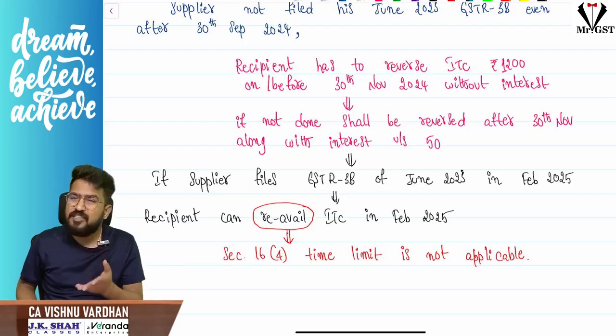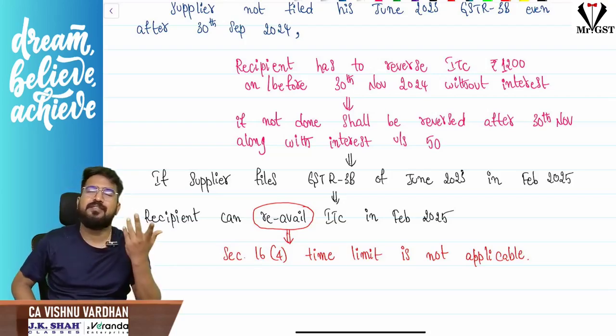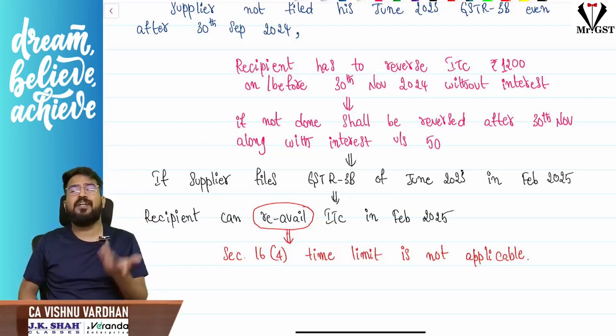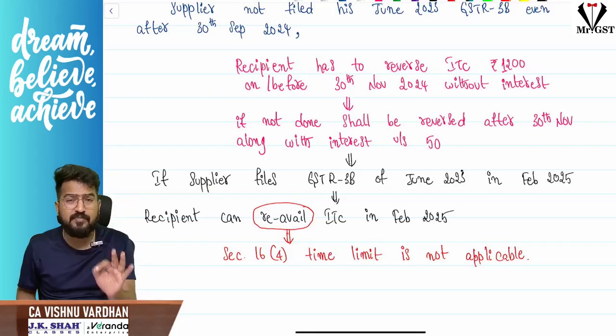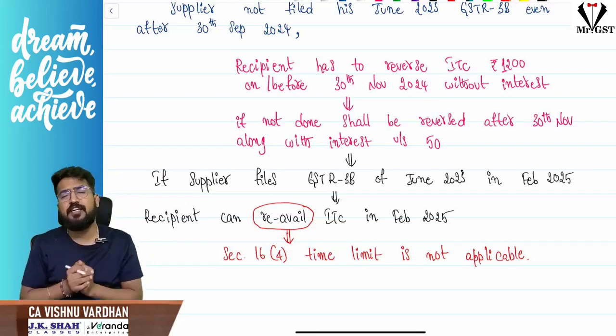Sir, is there any section 16 subsection 4 time limit? Would it have been over by that time? No, sir. 16 subsection 4 is not applicable in this case. Understand, 16 subsection 4 is applicable only for availing ITC. Here, this is re-availing ITC.